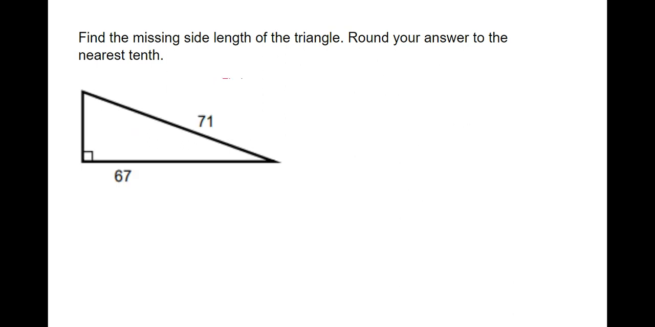Now let's do another one. Again, we need to find the missing side length of the triangle. First, I'm going to look at my right angle and look straight across. And it looks like this time I have my hypotenuse. I know what C is. So since I would add the legs together to get the hypotenuse, if I have the hypotenuse, that means I can subtract them to find my missing leg, to see what I added to 67 squared to get 71.